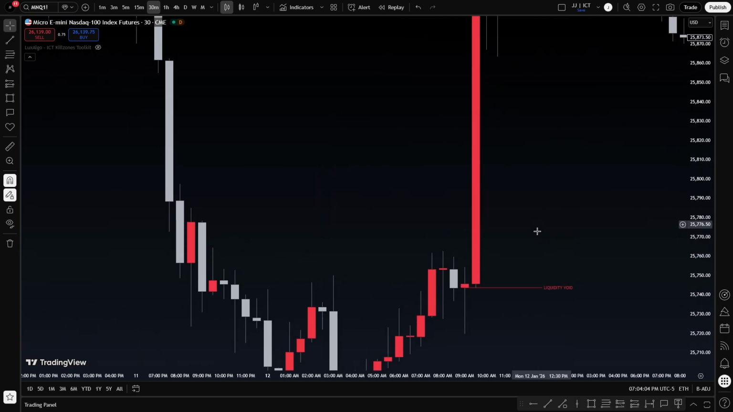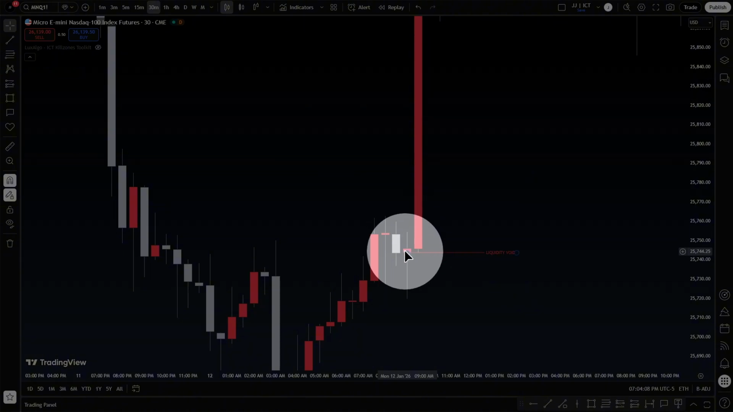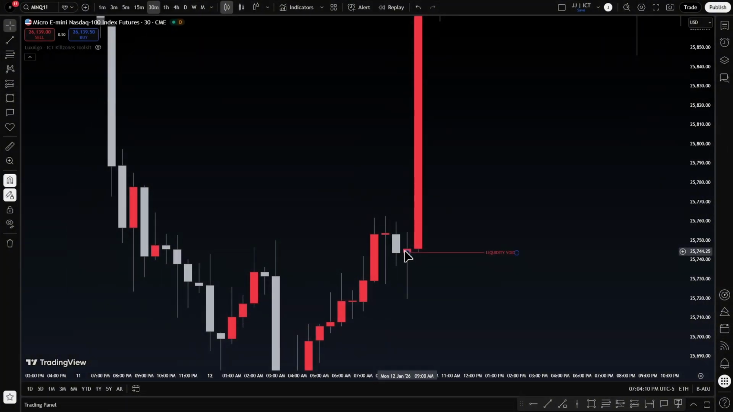So if this was a bearish candle, in which I wish it was, so I can really show it to you, you would highlight the close of the first candle of the first fair value gap. But if this was a bearish candle, but it's not.